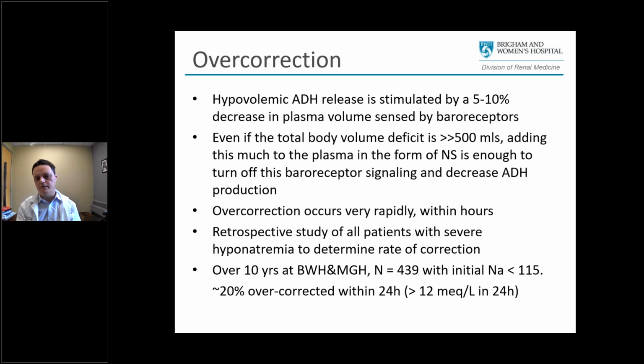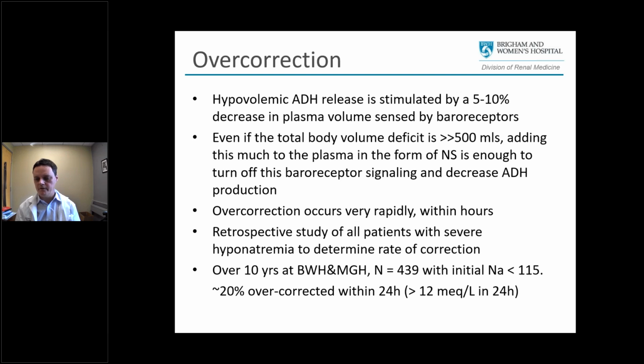So just thinking about overcorrection in general, hypovolemia is really where overcorrection occurs. Hypovolemic ADH release, as I mentioned before, is stimulated by a 5 to 10% decrease in plasma volume sensed by baroreceptors. Even if the total body volume is greater than 500 mils, if you just give this much of the plasma in the form of normal saline, it's enough to turn off this baroreceptor response, because what you're doing is filling up the vasculature, and the baroreceptors sense this and they immediately stop producing ADH. And overcorrection can occur extremely rapidly.